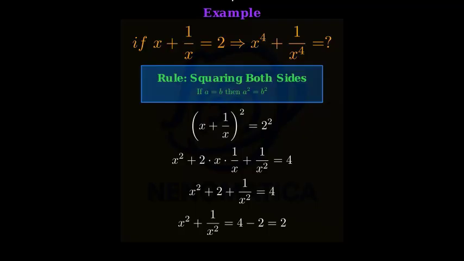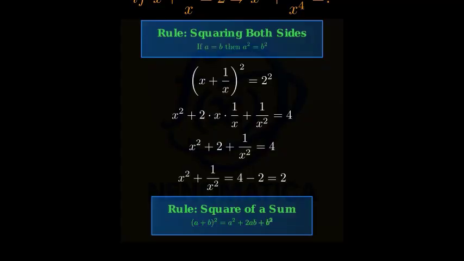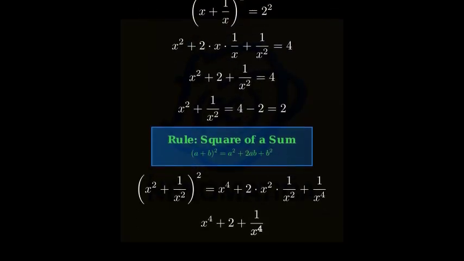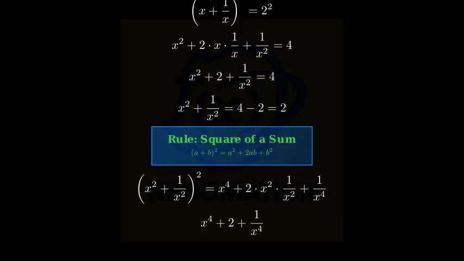Now, we need to find x to the power of 4 plus 1 over x to the power of 4. Let's use the formula for the square of a sum. The square of x squared plus 1 over x squared is x to the power of 4 plus 2 times x squared times 1 over x squared plus 1 over x to the power of 4. Simplifying the middle term, this equals x to the power of 4 plus 2 plus 1 over x to the power of 4.